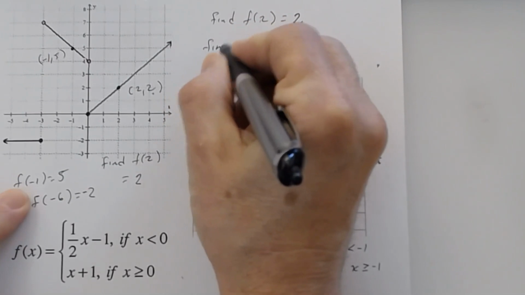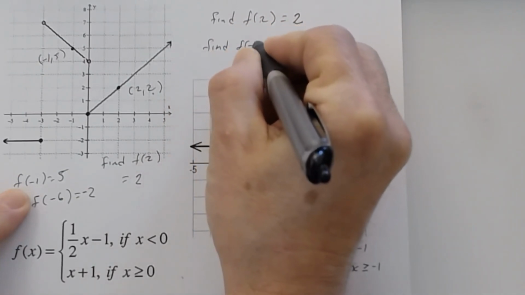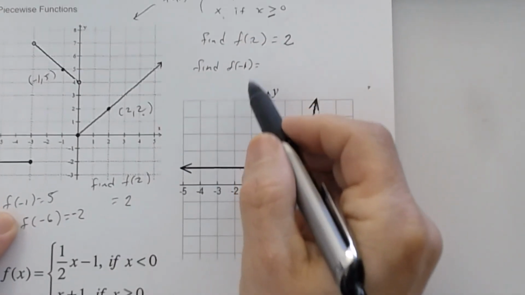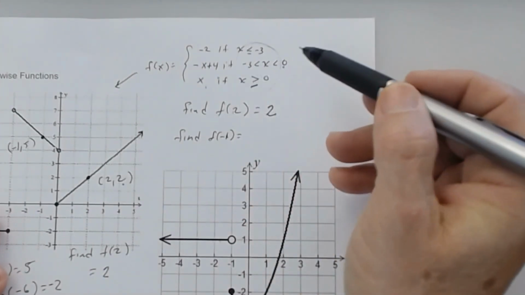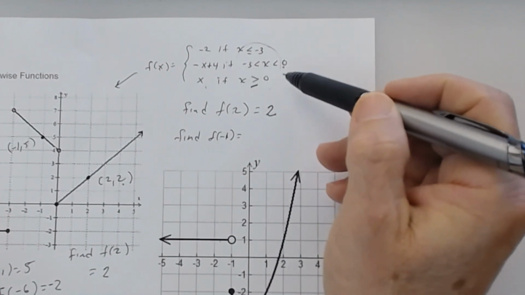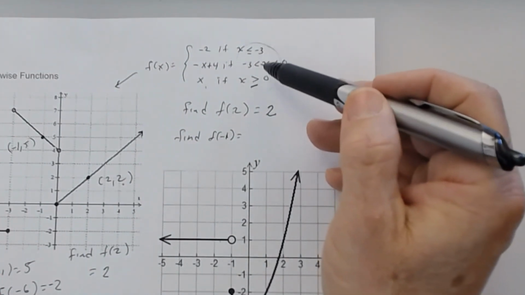All right, let's do this one. Let's find f of negative 1. So this time this is saying x is what? Negative 1. So which piece do I use now, knowing what we just discussed? Am I going to use the first, second, or third?